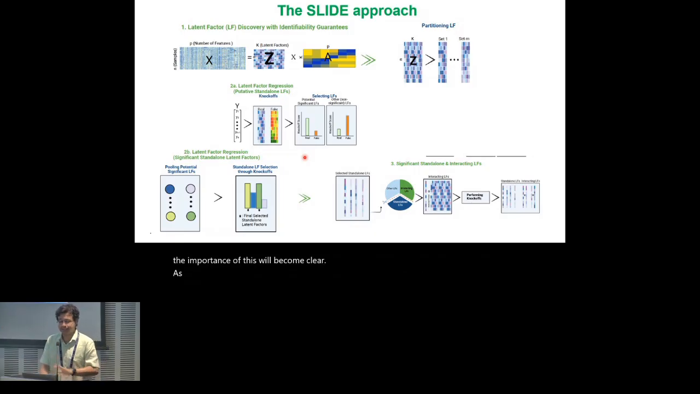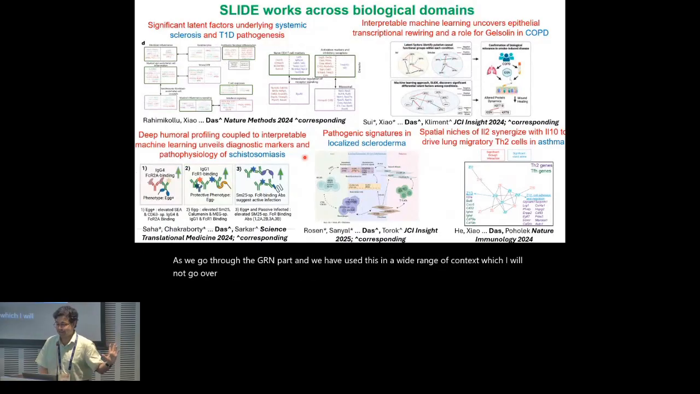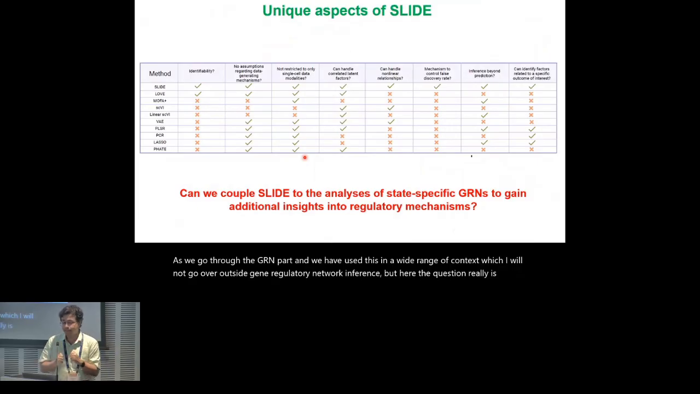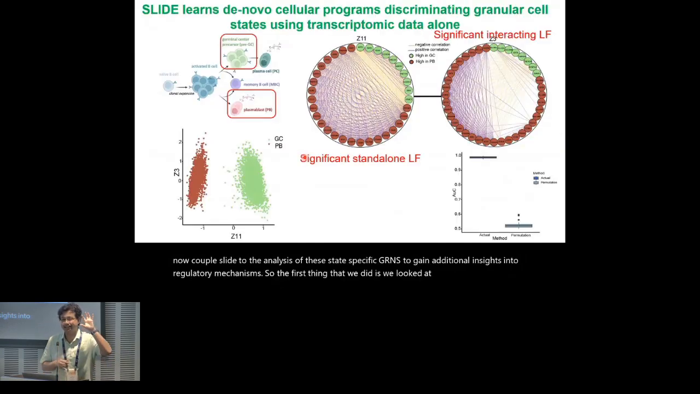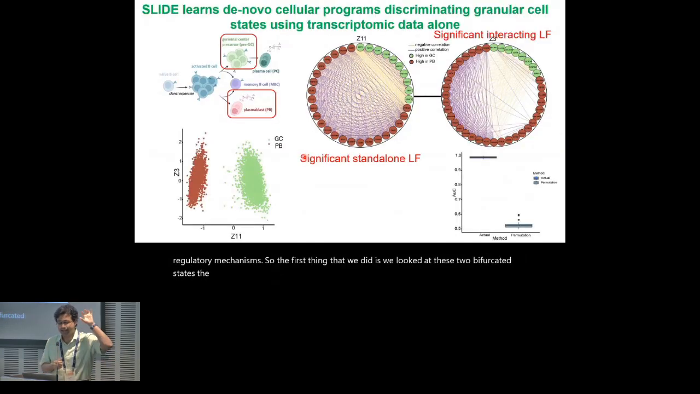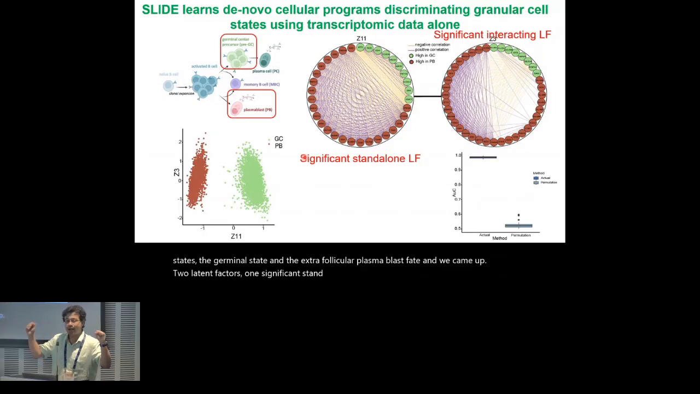And we've used this in a wide range of contexts, which I will not go over, outside gene regulatory network inference. But here the question really is, can we now couple SLIDE to the analyses of these state-specific GRNs to gain additional insights into regulatory mechanisms? So the first thing that we did is we looked at these two bifurcated states, the germinal center state and the extrafollicular plasmablast fate. And we came up with two latent factors, one significant standalone factor and one interacting latent factor that can discriminate these states.